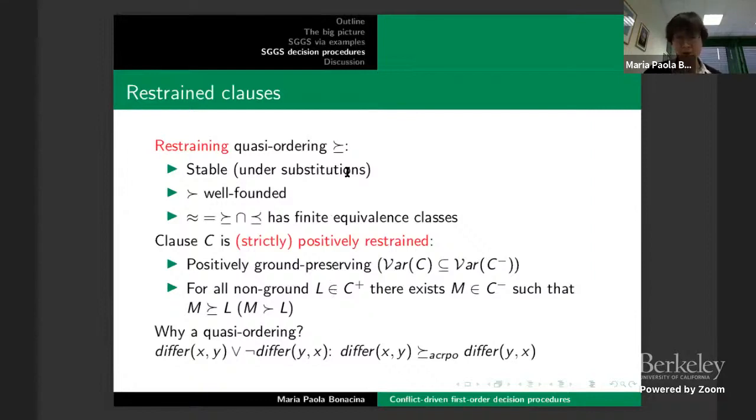Why do we consider quasi-ordering and not just a strict ordering? Because by using a quasi-ordering, we can also cover clauses of this form, differ(x, y) or not differ(y, x), which embodies a commutativity property, because we can order it by making one literal larger than the other in a recursive path ordering that is compatible with associativity and commutativity.